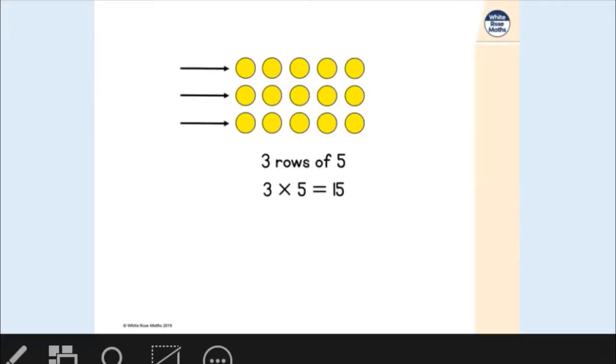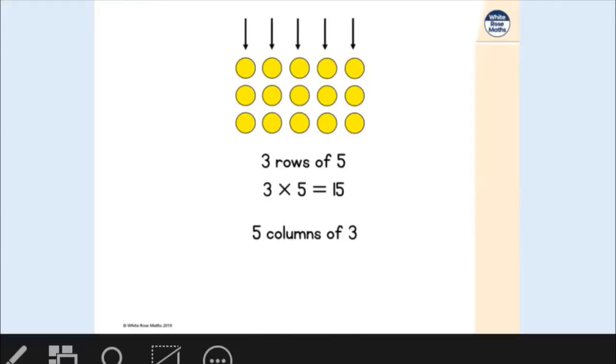Now let's look down the columns, because we don't have 3 columns, do we? We've got 5 columns. But how many is in each column? 3 counters are in each column. So we've got 5 columns of 3. So the number sentence there would be 5 times 3 is equal to 15.